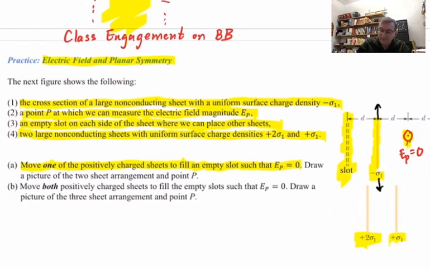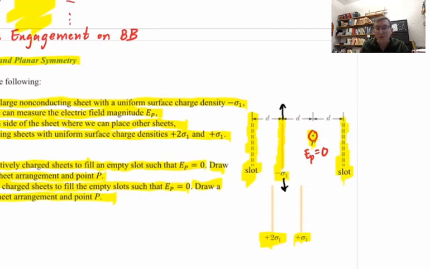And then, now you're going to move both positively charged sheets into those slots. But again, your goal is to end up with an E at point P equal to 0. Notice, by the way, you have to draw a picture of the 2 sheets and the arrangement in point P in part A. And then you have to draw a picture of the 3-sheet arrangement and point P in part B. Because now in part B, you have to use both of those positive sheets. And you got to decide where they go.